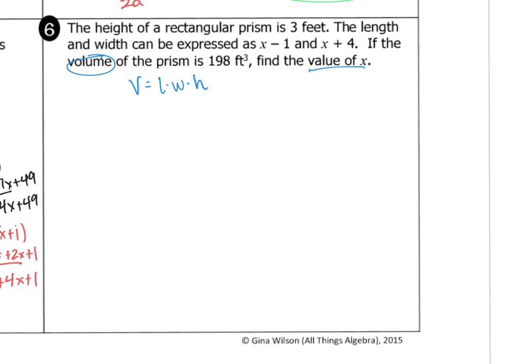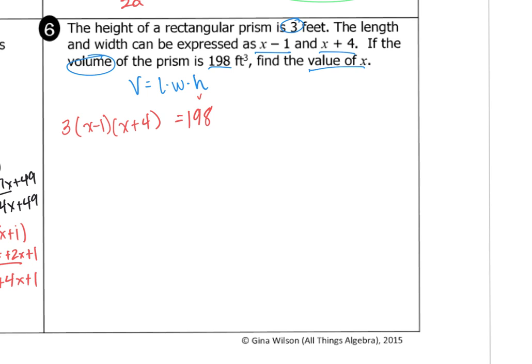We know that the length and the width are each x minus 1 and x plus 4. The height is 3, and we have the volume, which is 198. So let's plug all that in. And again, I like to set it equal to the volume, so we're going to say this is all equal to 198. I'm going to start with my height, my one number, which is 3, times x minus 1 times x plus 4. All three of those different dimensions are equal to the volume, again, which is 198.